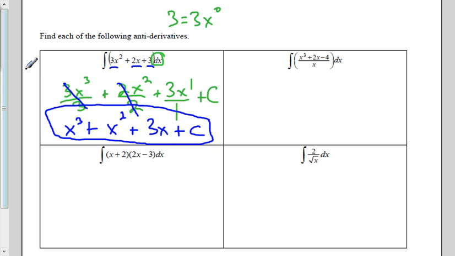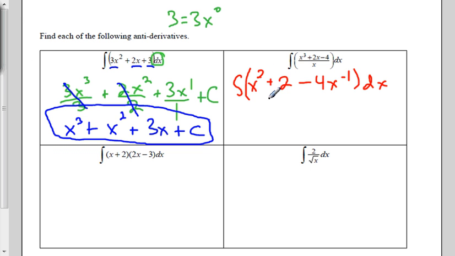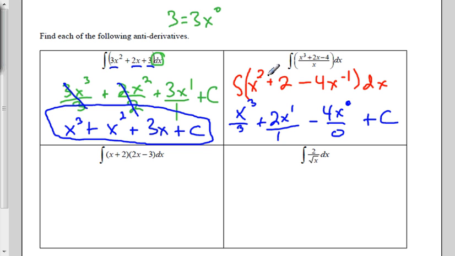All right, let's try the next one. First thing I want to do is make it look polynomial-like. So we have x cubed over x is x squared, 2x over x is 2, negative 4 over x I wrote as negative 4x to the negative 1. So now let's follow our rule for taking the antiderivative, or the integral. Okay, so x squared becomes x cubed over 3, 2, which is 2x to the 0, becomes 2x to the first over 1. Now, this is tricky.